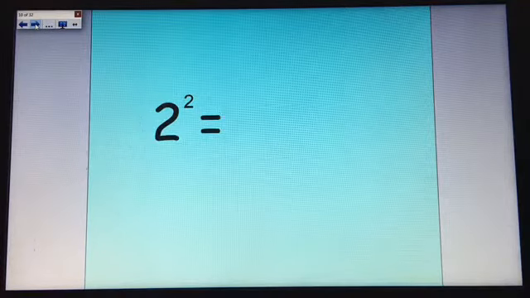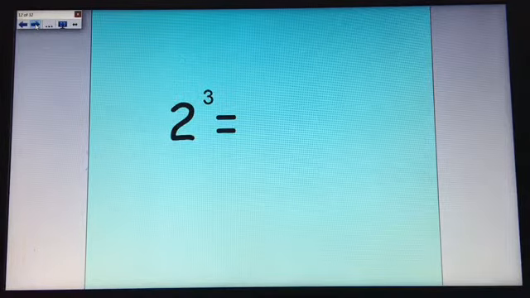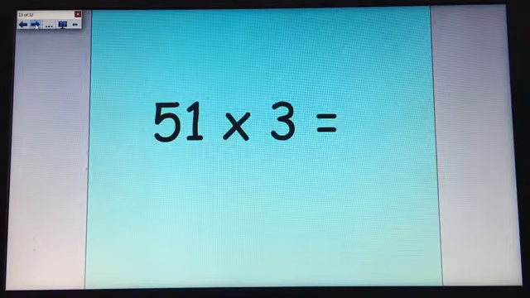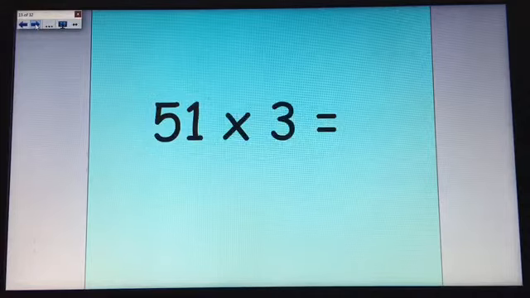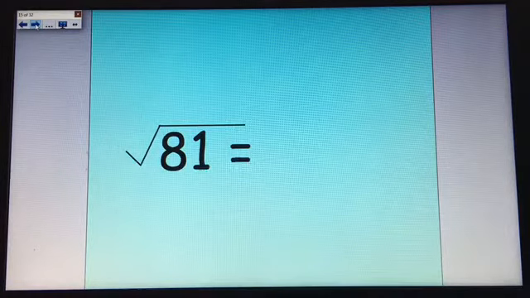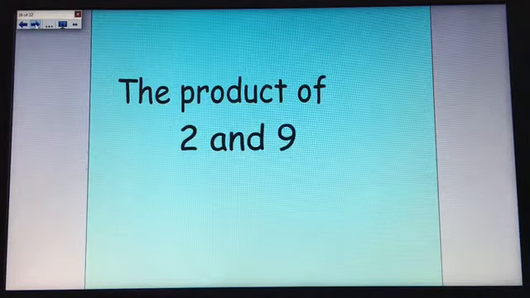2 squared. 2 times 2 is 4. 200 times 5 is 1,000. 2 cubed is 8. 51 times 3 is 153. So in my head I did 50 times 3 and then did 1 times 3 and then I added them together. 12 squared is 144. Square root of 81 is 9. The product of 2 and 9 is 18. Remember, product means to multiply.